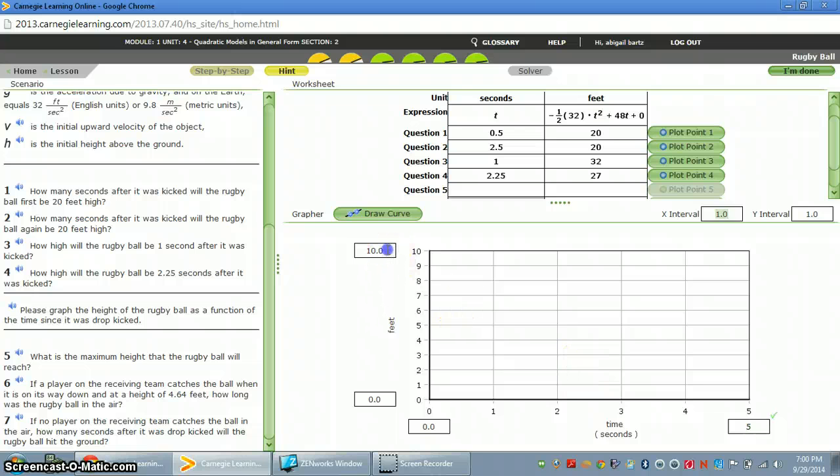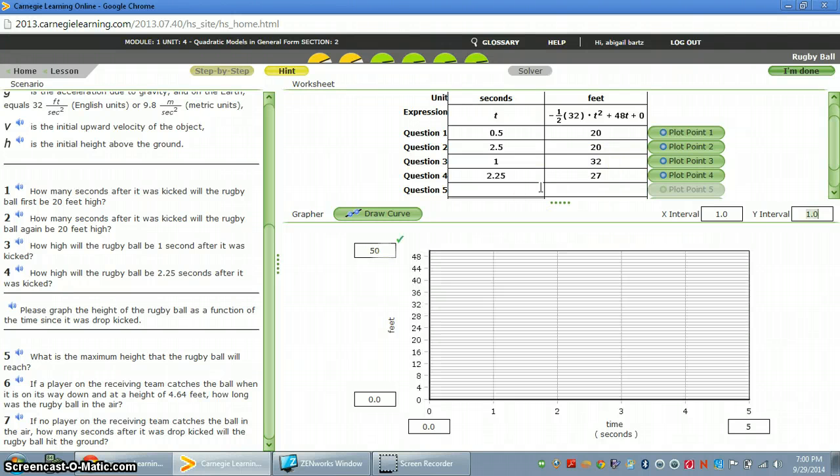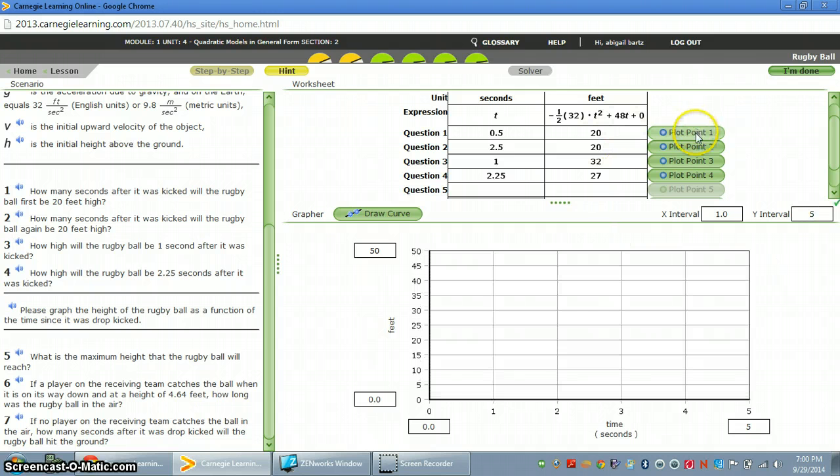And then how high is it going to go? Again, we notice that it has already a height of 32. You want to make sure that you're going higher than that, so possibly 50. And then you want to decide, well, what do I want to count by? From 0 to 50, maybe I want to count by 5s. And then plot your points.